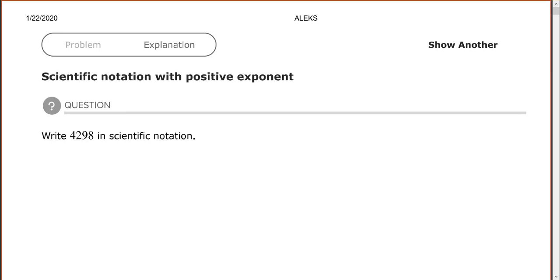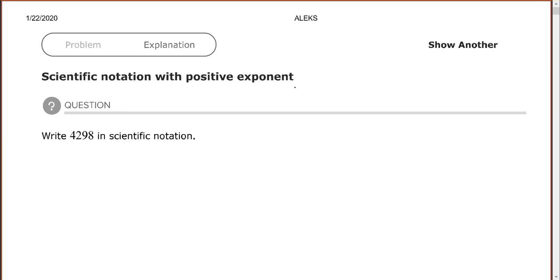In this video we're going to look at scientific notation, and the first objective is scientific notation with positive exponents. Our goal here is to write 4,298 in scientific notation, which means that we should only have one digit to the left of the decimal when the number is in scientific notation.